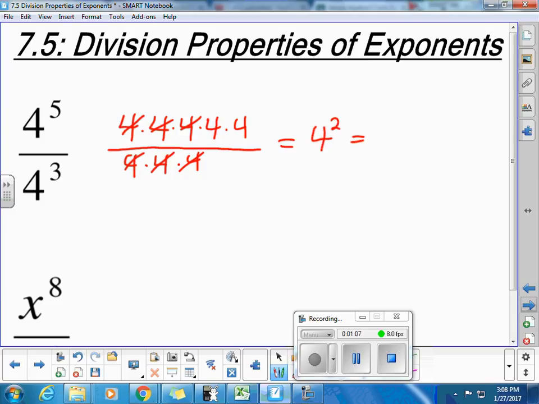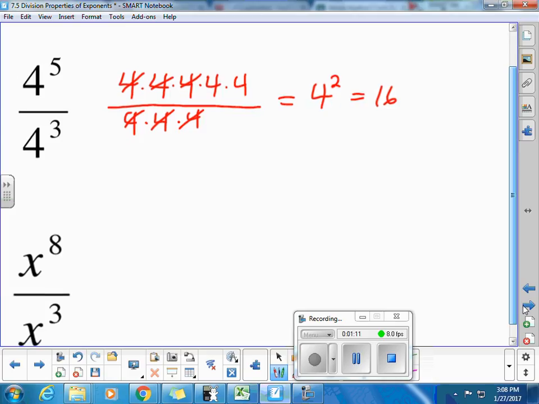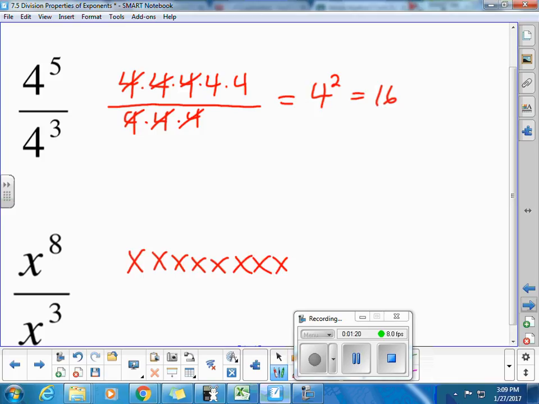And let's do x to the 8th over x to the 3rd. That will be 1, 2, 3, 4, 5, 6, 7, 8 x's over 3 x's. So those cancel out, those cancel out, and those cancel out, leaving us with x to the 1, 2, 3, 4, 5. X to the 5th.